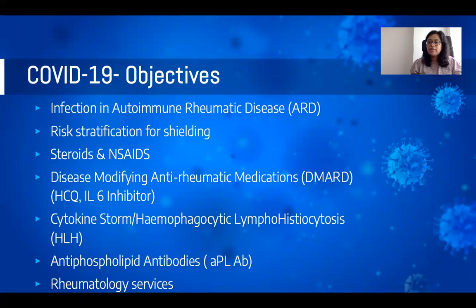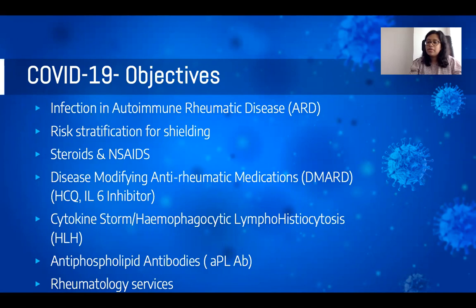So the objectives are, firstly, I'll go through a couple of cases looking at how to approach a patient with autoimmune rheumatic disease presenting with COVID-19 symptoms. Then I will talk through risk stratification for shielding, and touch on any cautions with regards to steroids and NSAID use in our normal rheumatology cohort.